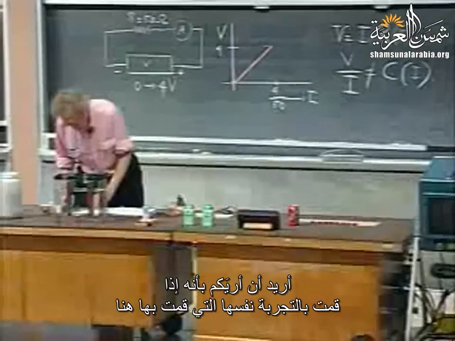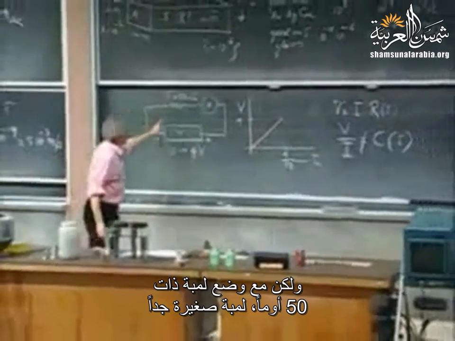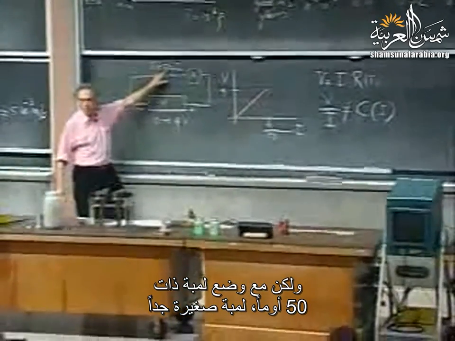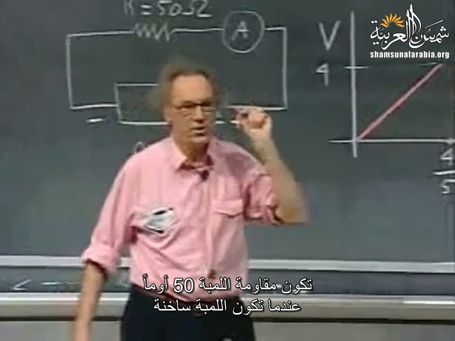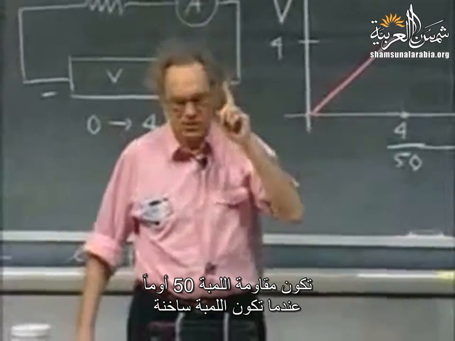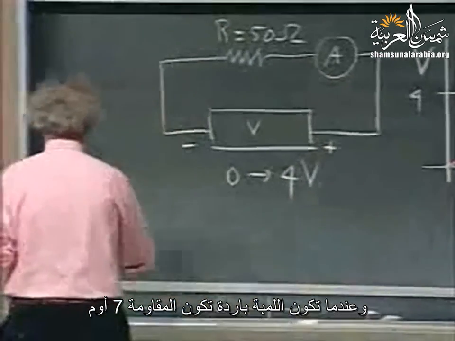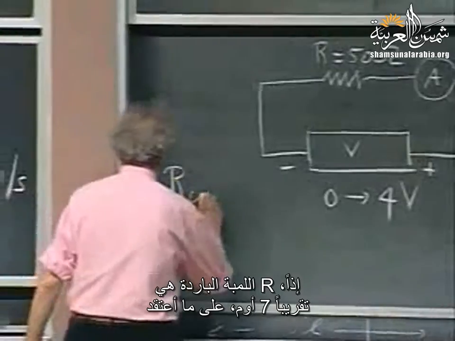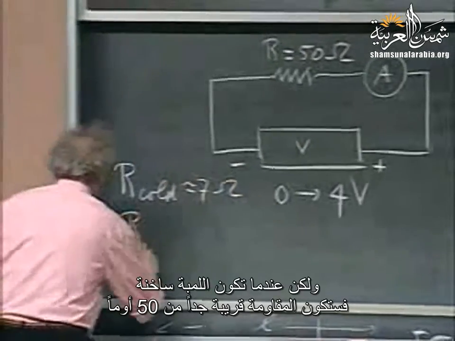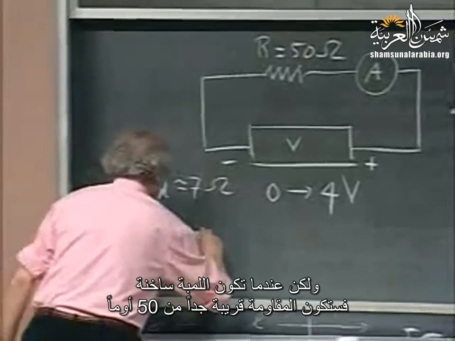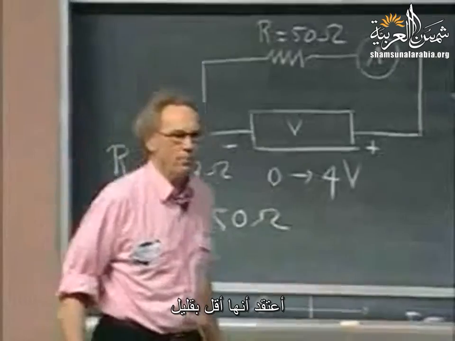And so I want to show you that if I do the same experiment that I did here, but if I replace this by a light bulb of 50 ohms, it's a very small light bulb. Resistance, when it is hot, is 50 ohms. When it is cold, it is 7 ohm. So R cold of the light bulb is roughly 7 ohms, I believe. But I know that when it is hot, it's very close to the 50 ohms. I think it's a little lower.